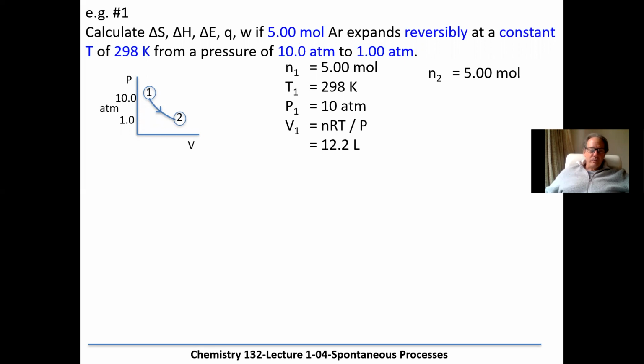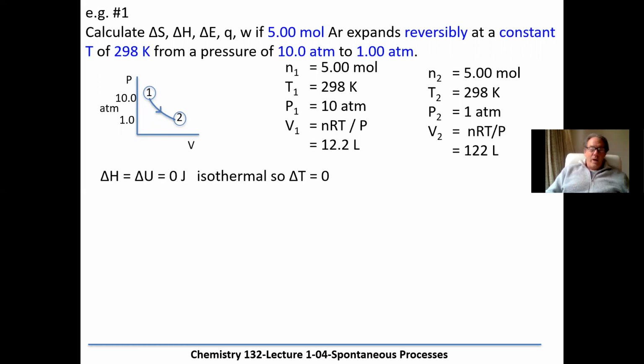Let's look at state 2. After the gas has undergone its reversible expansion. We know the number of moles. We know the temperature. It's isothermal, same temperature. We know the pressure. We can calculate the volume. Volume is 122 liters. So far, so good. We're just using grade 11 chemistry here. First course in chemistry, if you weren't in Ontario.